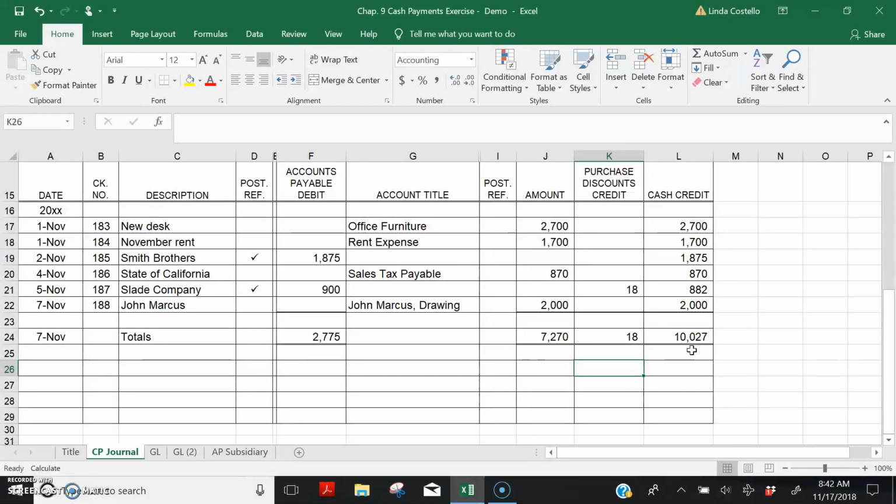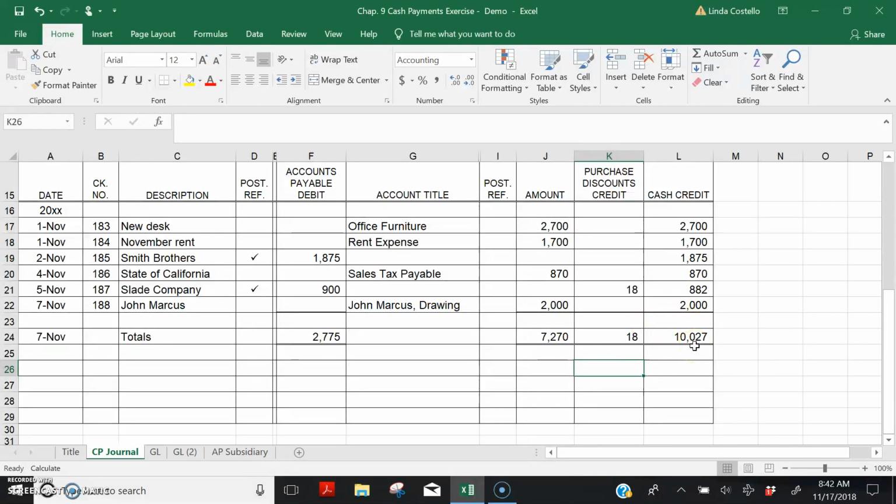If your totals don't agree with these totals, please pause your recording to give yourself time to find and fix errors before you continue. Okay, now that we have finished recording the cash payments transactions for the first week of November, we have totaled up our columns, we need to check to see if we're in balance. Do debits equal credits? Does the sum of these two debit columns equal the sum of these two credit columns?